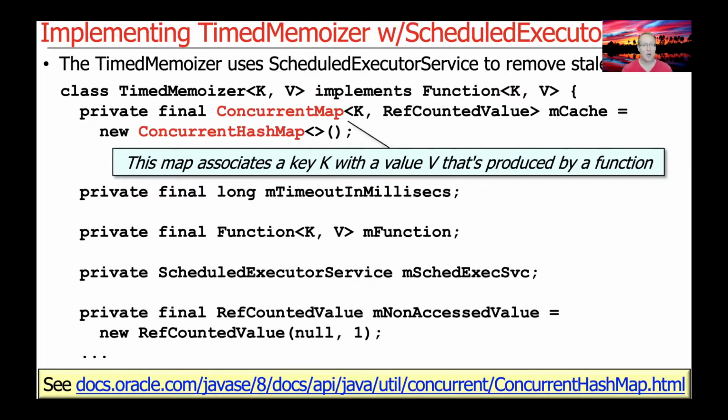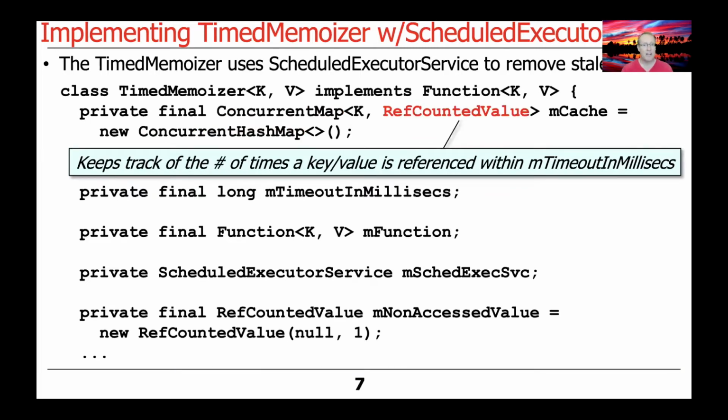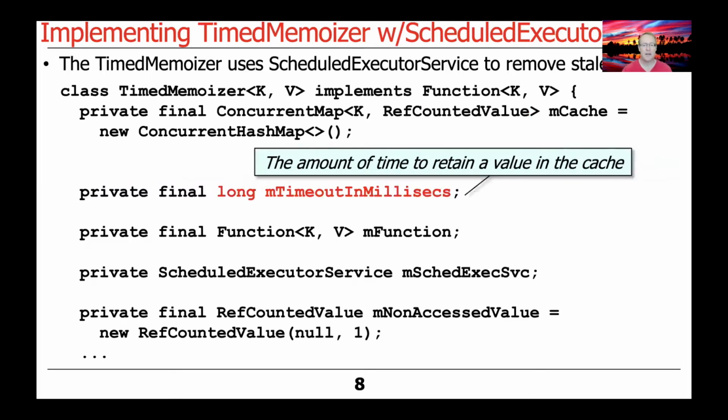Internally, we've got a concurrent map, which is implemented as a concurrent hash map, and that associates a key with a value that's produced by a function. And we put in another value parameter here, which is called ref counted value. We'll see what ref counted value does as we go a little further along. It's going to keep track of the number of times that a key value pair is referenced within the designated time period, which is M timeout in milliseconds. M timeout in milliseconds is the amount of time to retain a value in the cache.